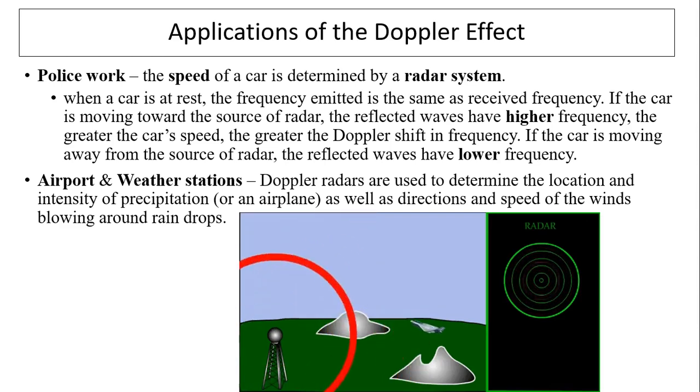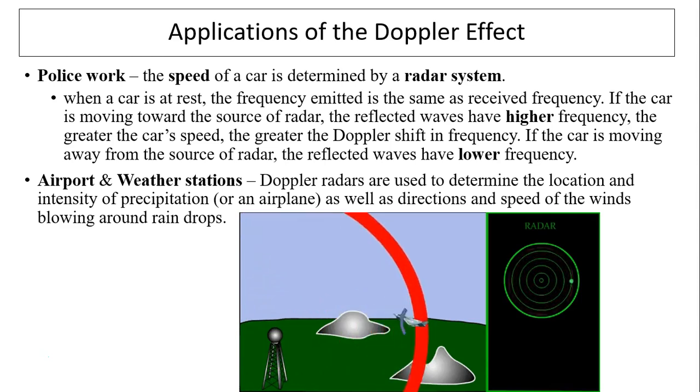Similarly, if the car is moving away from the source of the radar, the reflected wave has a much lower frequency. So for a certain speed, you're supposed to get a certain frequency. If you're above or below that certain frequency, that's how the police know you are speeding.